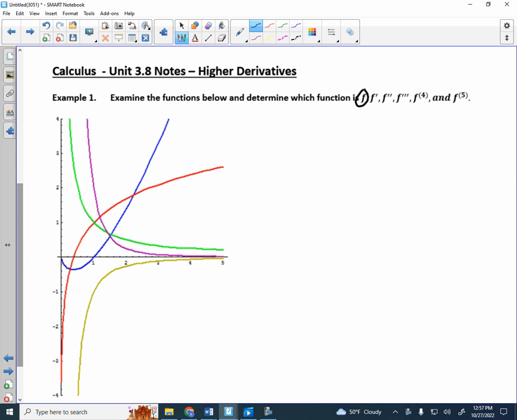What I want you to do is take a quick look and take just 30 seconds to get your mind going. Which one do you think is the original function? The blue, the red, the green, the purple, or the yellow? Talk among your friends. Which one do you think is original? Go. 5, 4, 3, 2, 1.